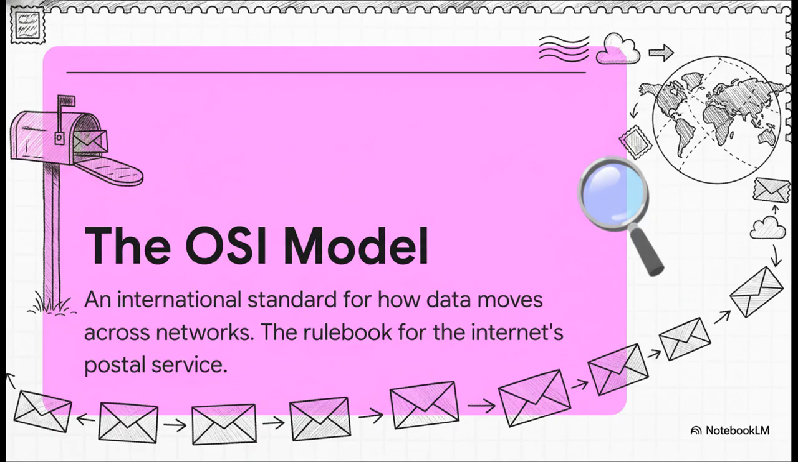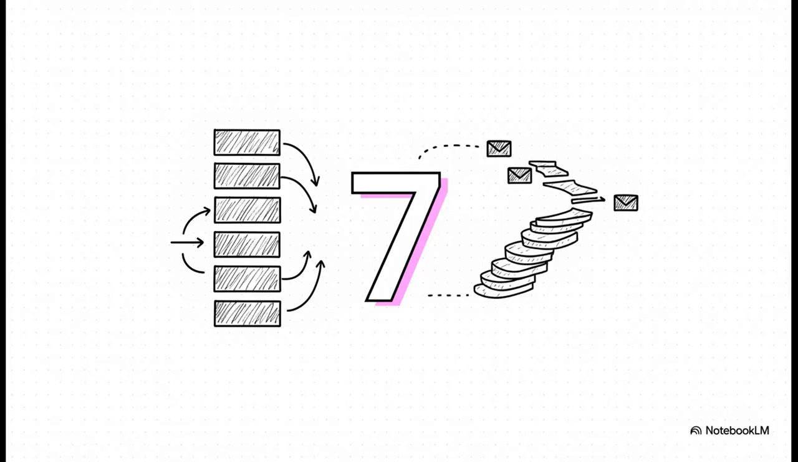Now, the easiest way to get your head around it is with an analogy we're going to keep coming back to. Think of it as the global postal service for data. It's the official rulebook that makes sure a digital package, whether that's an email or a Netflix stream, sent from anywhere, can be correctly received, well, anywhere else. And this entire complex journey is beautifully broken down into just 7 distinct steps, or, as they're officially called, 7 layers. Each layer has one very specific job to do before it passes that data package off to the next one in line.